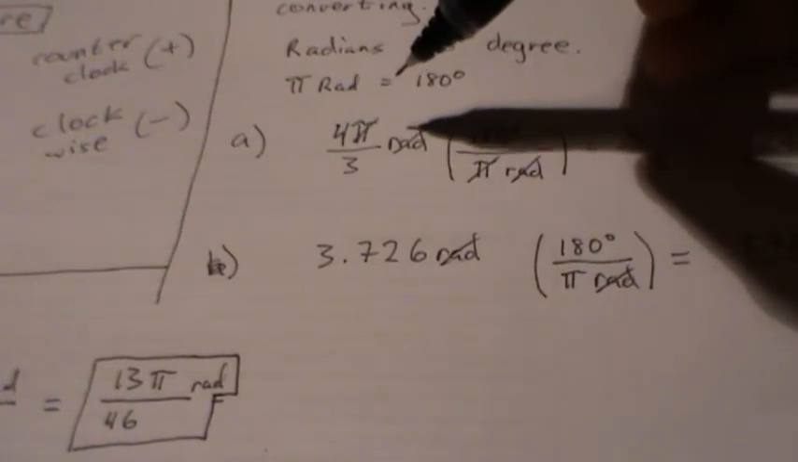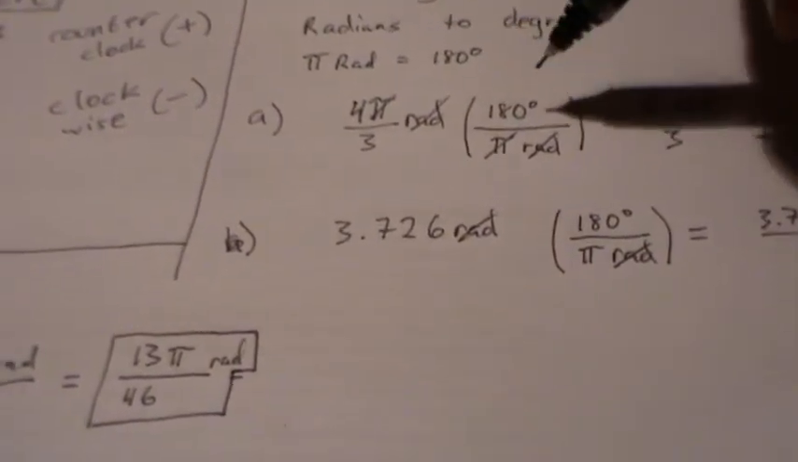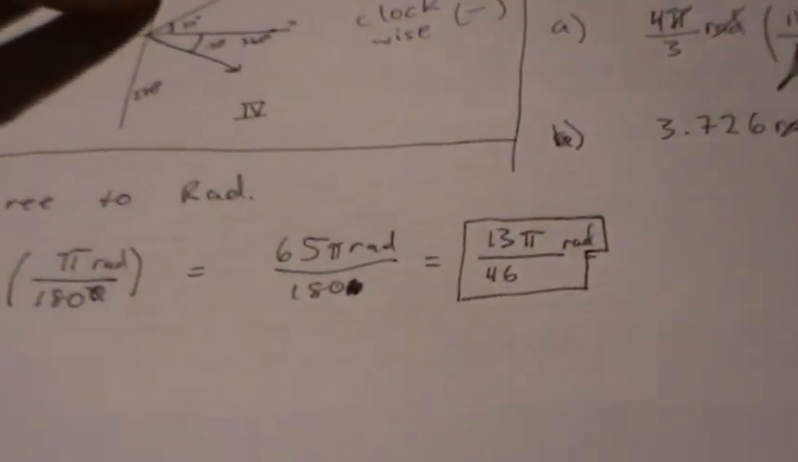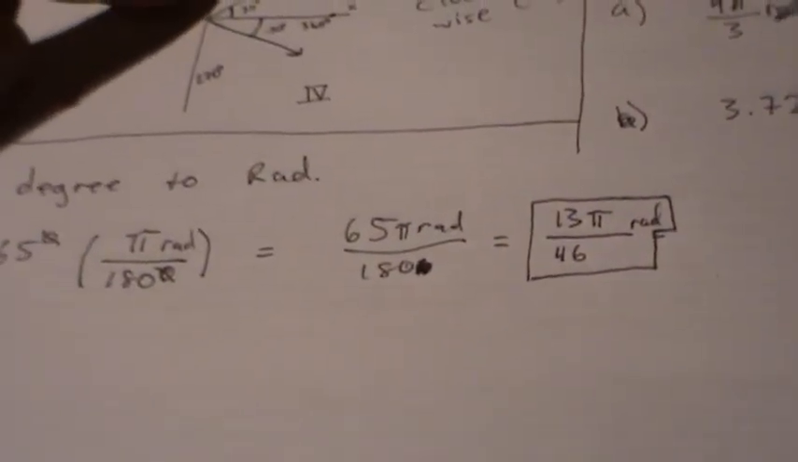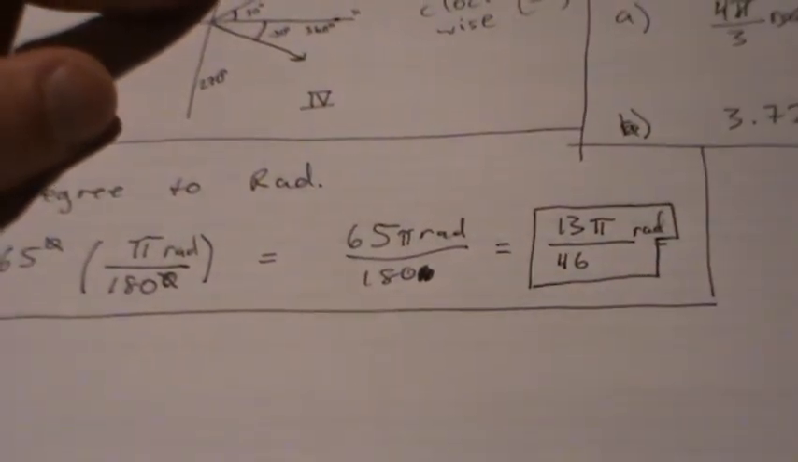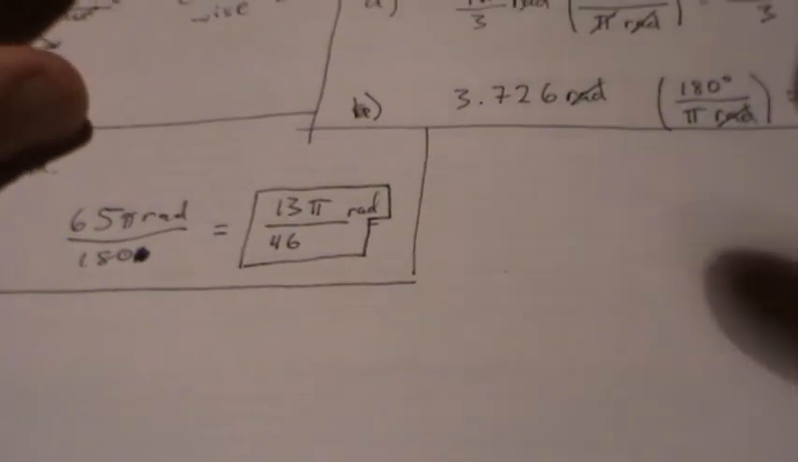And radians to degrees, you multiply by 180 over pi. Okay. Now let's talk a little bit about angular velocity.